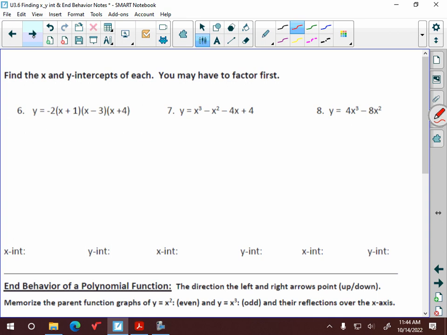All right, so our x-intercepts, since 6 is already factored for us, the negative 2 we can ignore because there's no x with it. For the x plus 1 factor, we're going to get a negative 1 x-intercept. For x minus 3, we get positive 3, and x plus 4, negative 4. The y-intercept, we have to replace all the x's with 0.